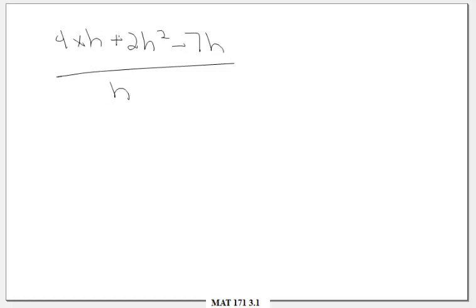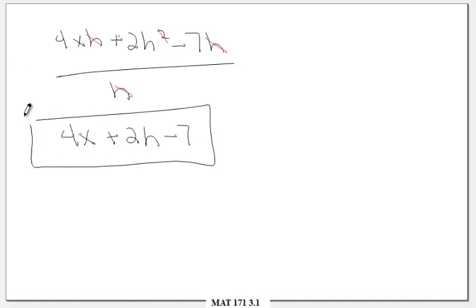So we had the 4xh plus 2h squared minus 7h all over h. So when we reduce the h out of each of these, that's going to give us just 4x. Reduce an h out of here, that's going to give us just plus 2h. One of the h's is gone. Reduce an h out here, we just get the minus 7. That's the solution using the difference quotient.